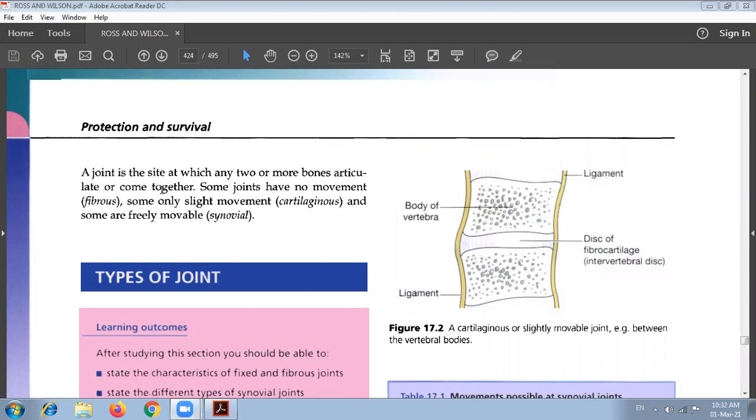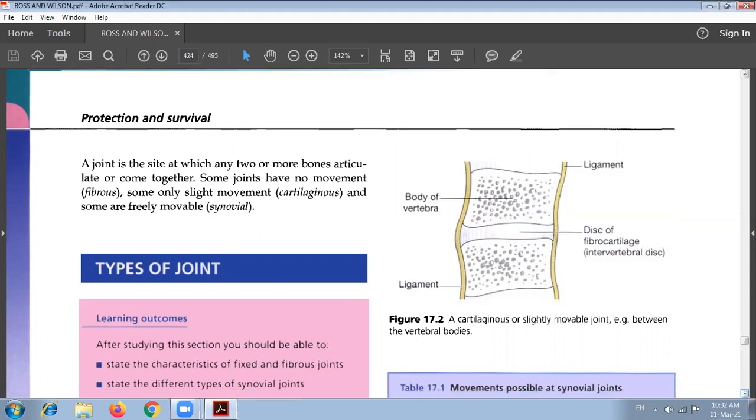Some joints have no movement, that is the fibrous joint, and some only have slight movements, that is the cartilaginous joint, and some are freely movable. These are the synovial type of joints. So the articulation of these bones takes place with different purposes, and these purposes give the movement: no movement, slight movement or freely movable. So this gives the different types of joint. Let us see the types of joints.